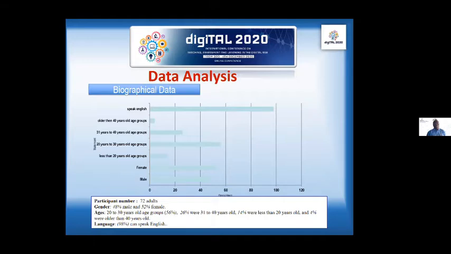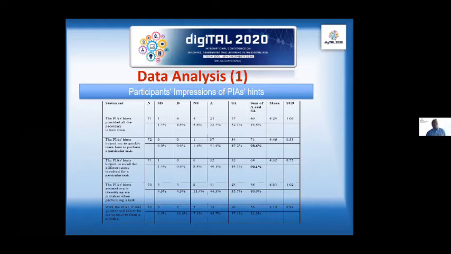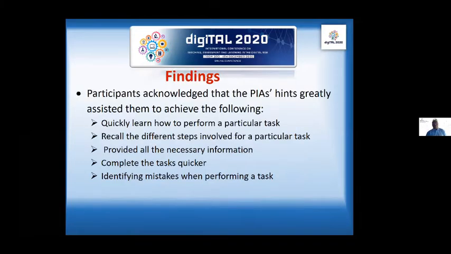Okay, so in terms of data analysis, we had 72 participants, 48% male and 52% female. The age is as shown there; because of time, I'm not going to go into details. As I said earlier on, we gave them a post-test questionnaire. These are the impressions based on the questions we asked them about the hints the agent gave them to accomplish the task. The finding was that most or all of the participants acknowledged that the hints the agent gave them greatly assisted them in achieving what they were trying to do.